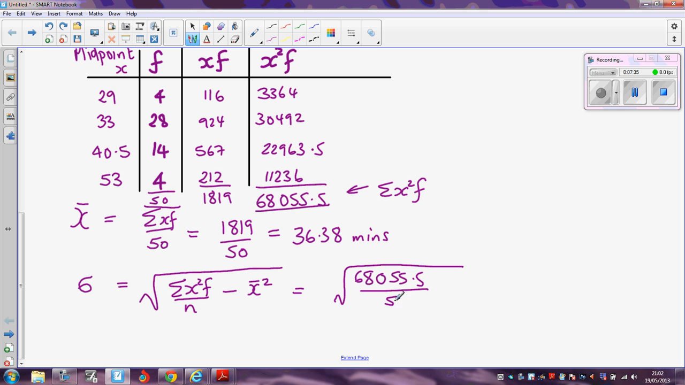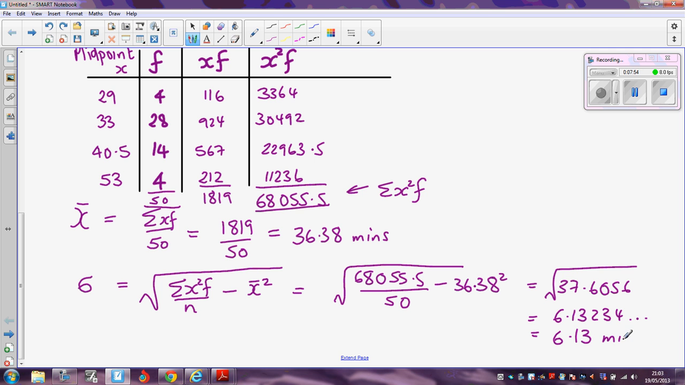So if I carry on and work out my standard deviation, it's the square root of 68,055.5 divided by 50, take away 36.38 squared. Now that comes out as the square root of 37.6056, and that's 6.13234, which is 6.13 minutes. So that's my standard deviation.